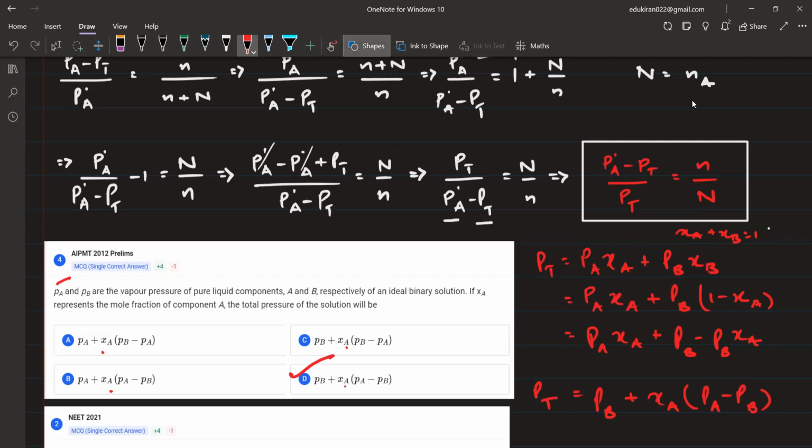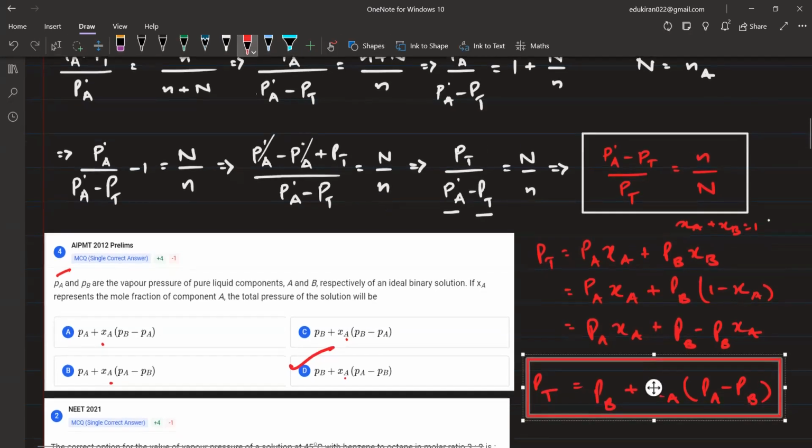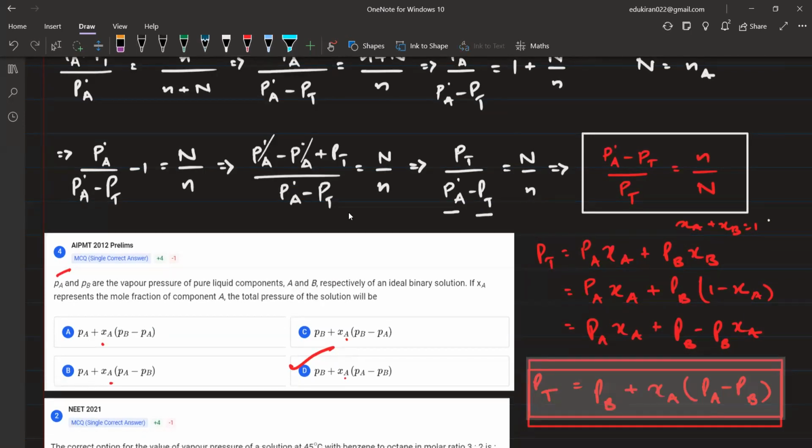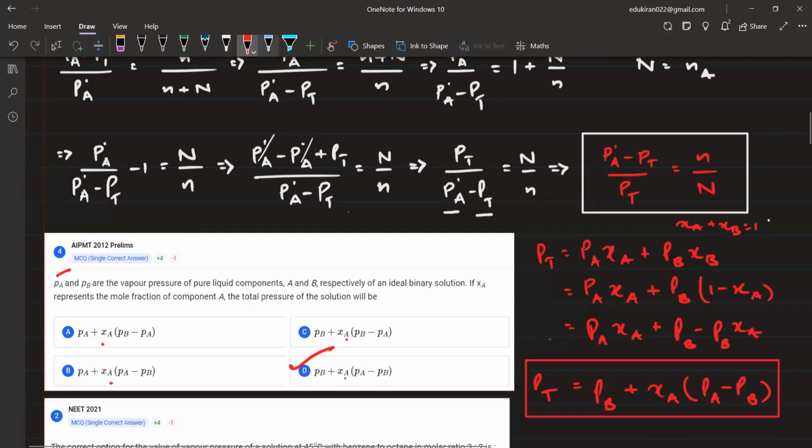Write this formula down as well. Okay, this formula is also important. I mean, you have to remember this formula. It is that important. PT is equal to PB plus chi A into PA minus PB. Here you can also write P naught, just to maintain consistency.